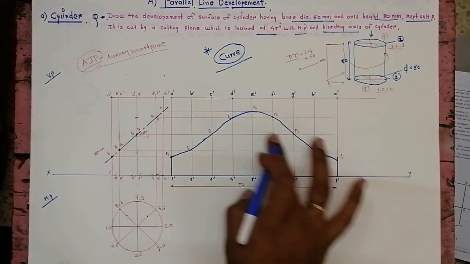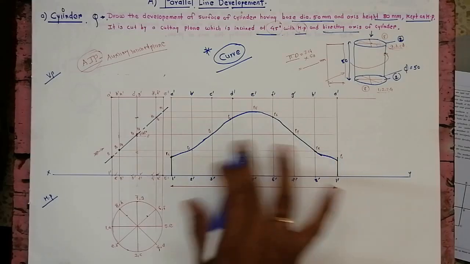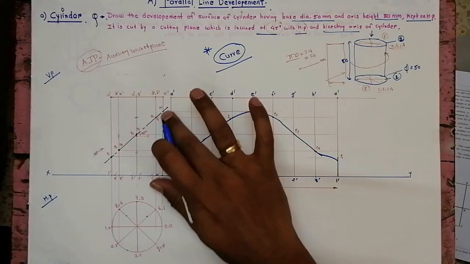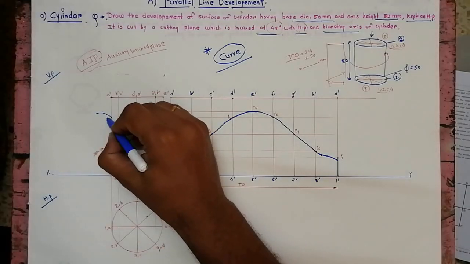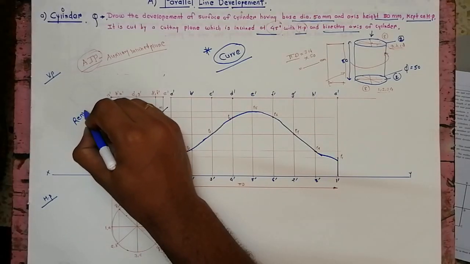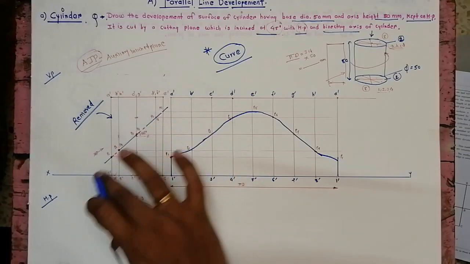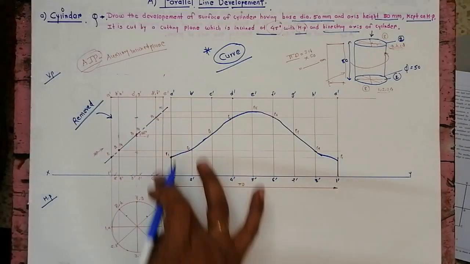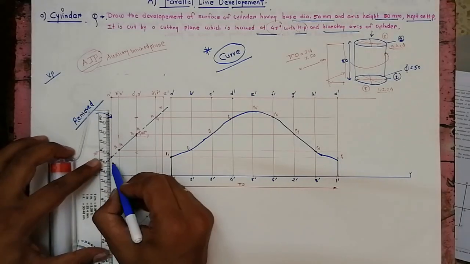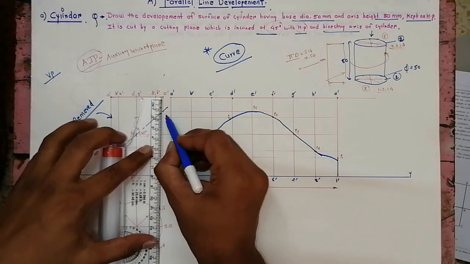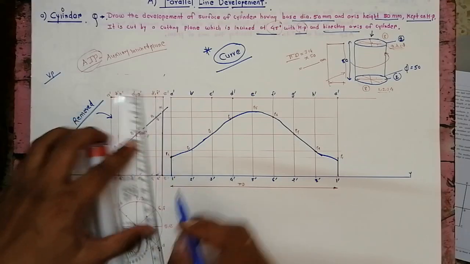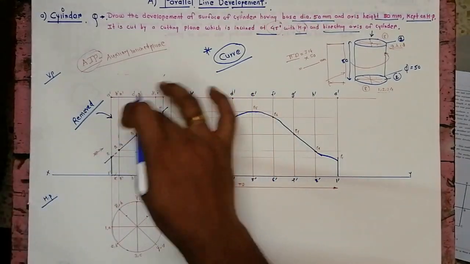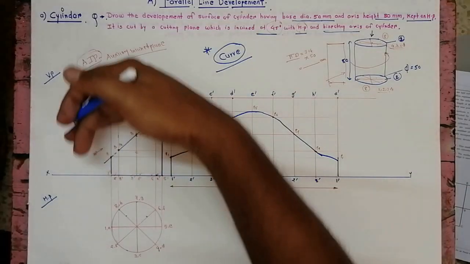This part is the development of the cylinder when we cut the cylinder using this cutting plane. This part gets removed because of the cutting plane, so we are left with only this part. In the examination you have to make this part dark, and keep the removed part faint.